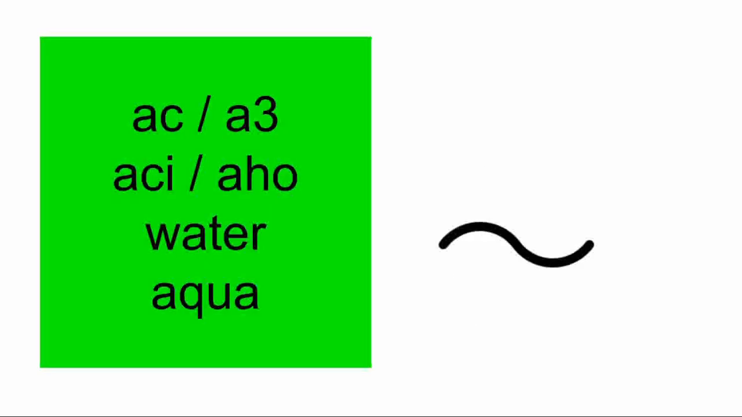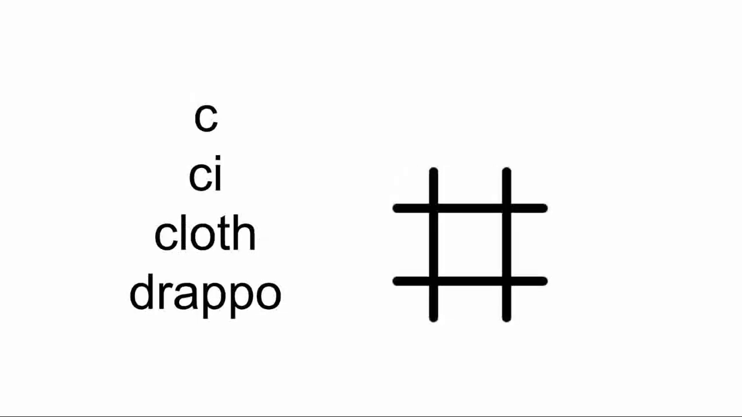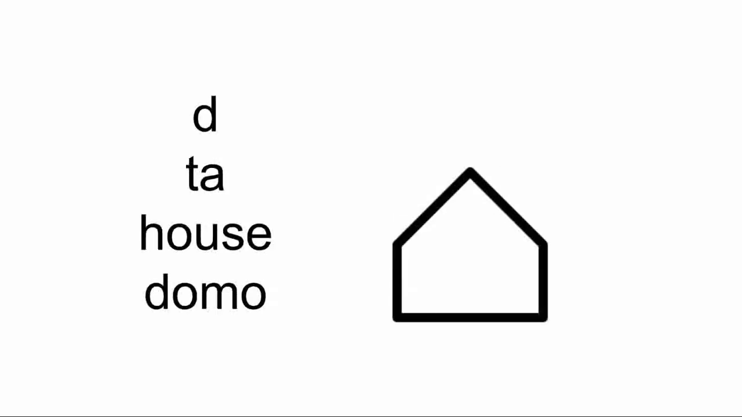Also worth mentioning is the symbol for water. It's either pronounced achi or ahu, since it's turned to the 3 o'clock position. The letter B is pronounced pa, and it means feeling. The letter C is pronounced chi, and it means cloth. The letter D is pronounced ta, and it means house or building.